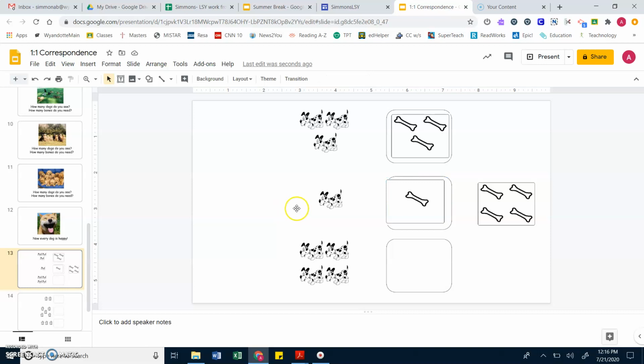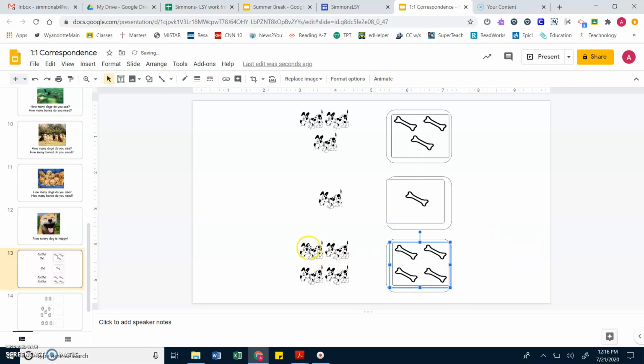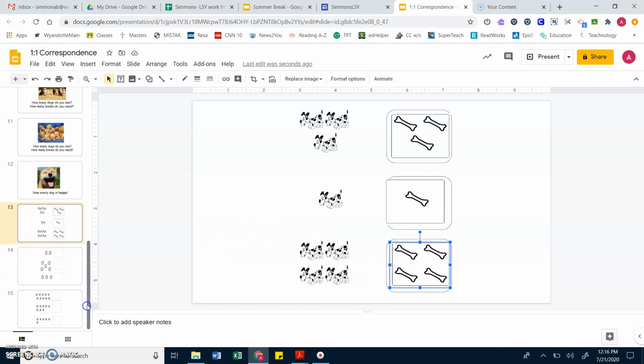Our last picture, let's count how many dogs. 1, 2, 3, 4. Let's count how many bones are in this picture. 1, 2, 3, 4. So 4 dogs means 4 bones, 1 for each dog. 1, 1, 2, 2, 3, 3, 4, 4. Great job.